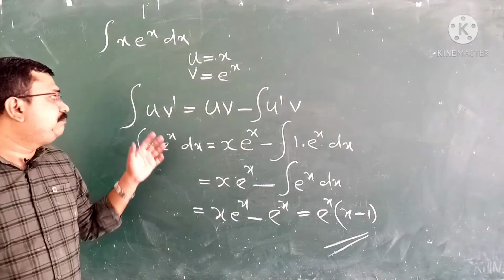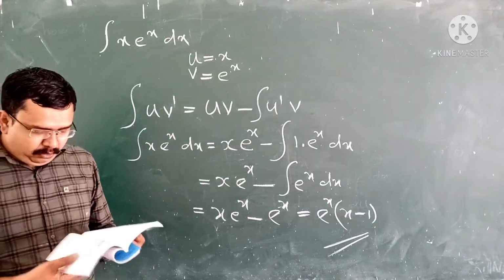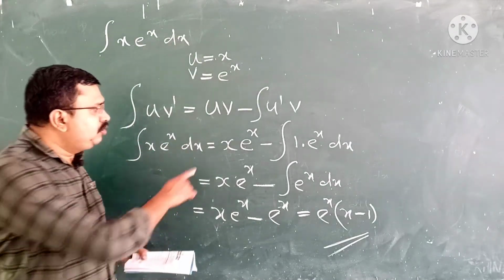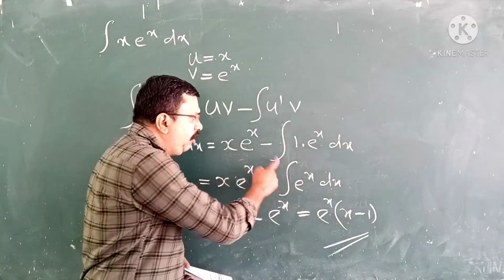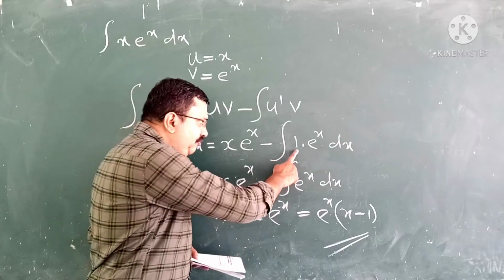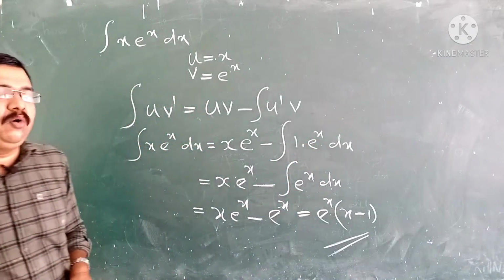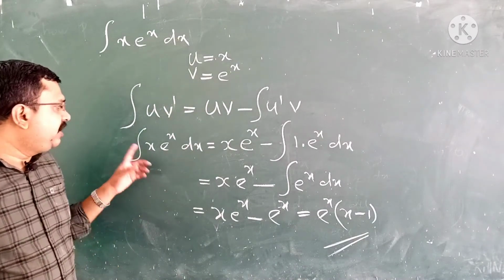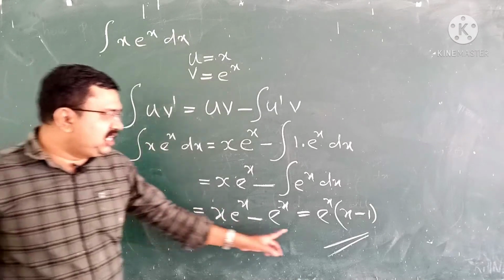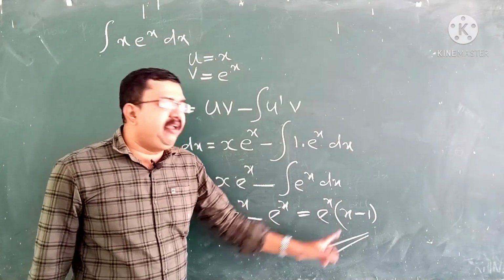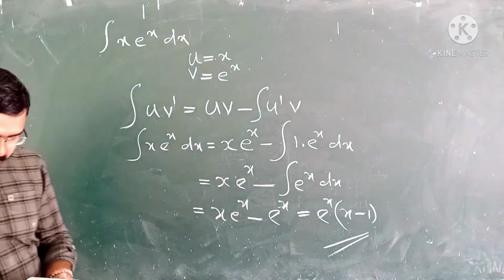Remember that integral of product of two functions is equal to first function into integral of second function minus integral of derivative of first function into integral of second function. Okay, that is the order. Very, very important. First question is find integral x e raised to x dx. Answer is e raised to x into x minus 1. Please write down on your notebook.